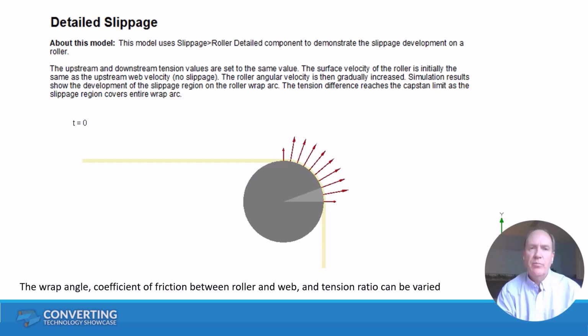So this is another output of the simulation. It's an animation showing the roller and the web on it. The roller will increase in speed, and you'll see that the tension on the upstream span goes up, denoted by a color change. You'll also see arrows start to appear on the surface of the roller, and at some point those arrows will cover the complete arc length of the roller, the complete wrap angle. That's showing that the slip zone has basically reached the capstan limit and the entire web is in slippage around the roller.